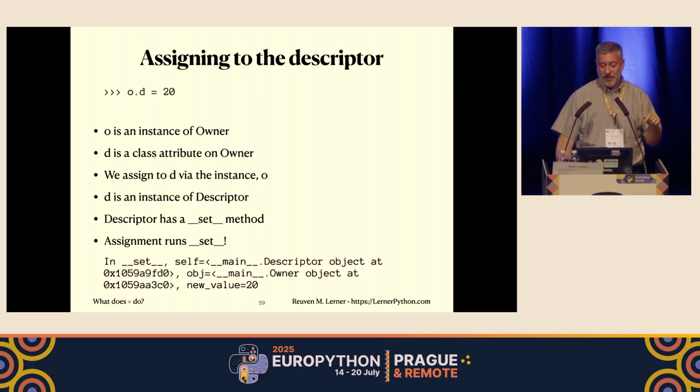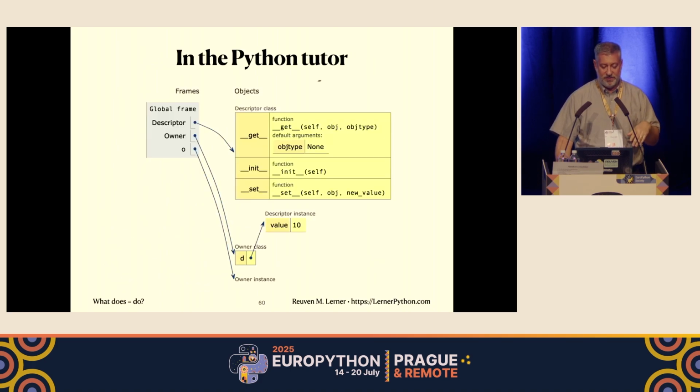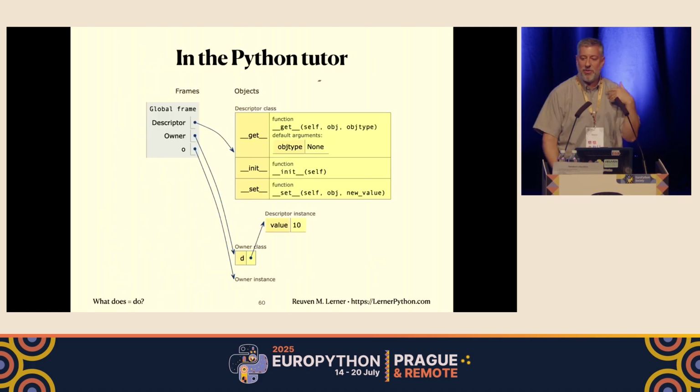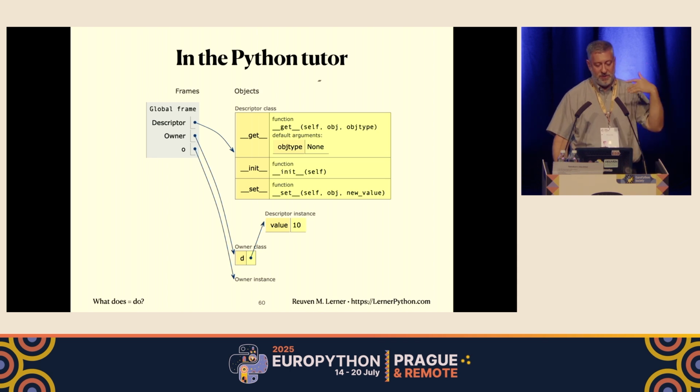Let's make it easier and show it in the Python tutor. OK, maybe it's not that much easier. Fine. But you can see that we have three objects here. We have the descriptor, we have the owner, and we have the instance of owner. And we can see, basically, that it's still a class attribute.